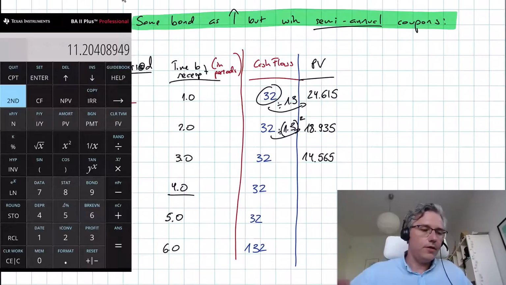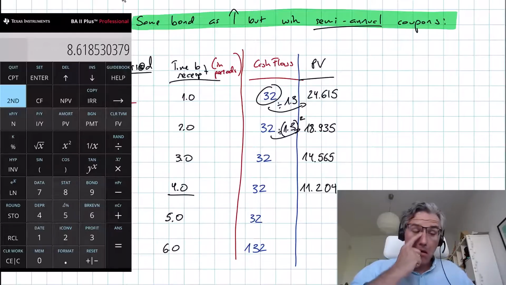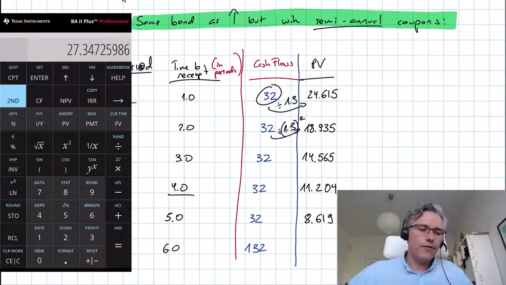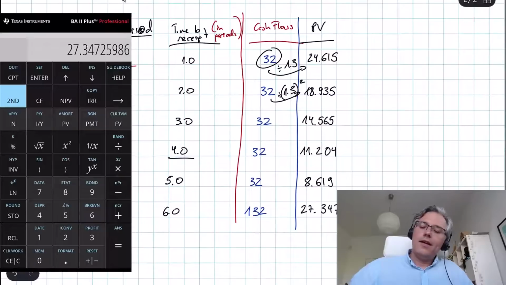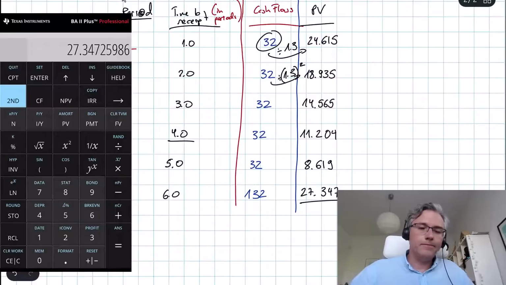That's where the time to receipt or the period come in handy. Labeling them properly, 11.204. Then 32 divided by 1.3 to the power of 5, 8.619. And finally 132 divided by 1.3 raised to the power of 6, 27.347. Let's see what happens when we add all of these PVs in this column.